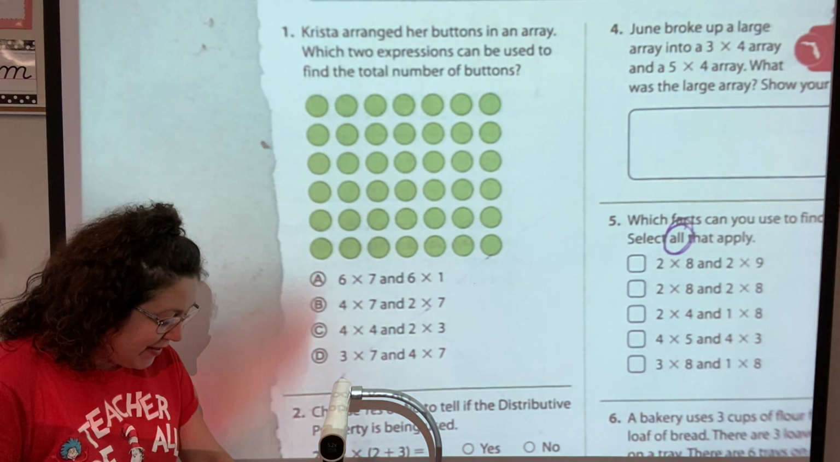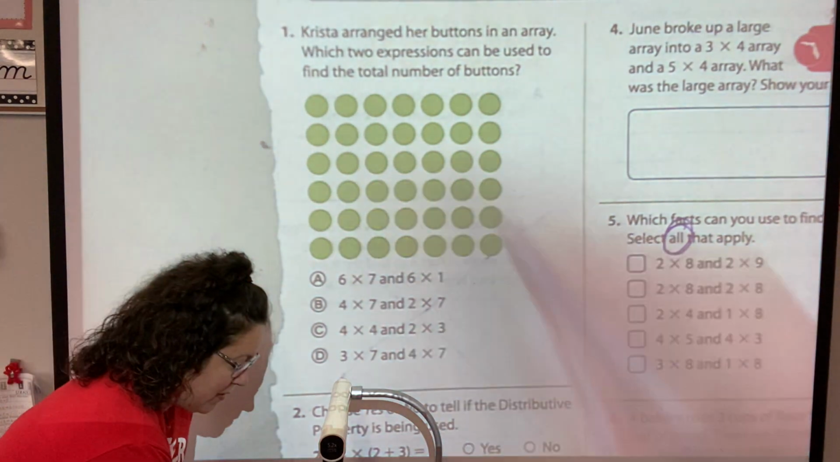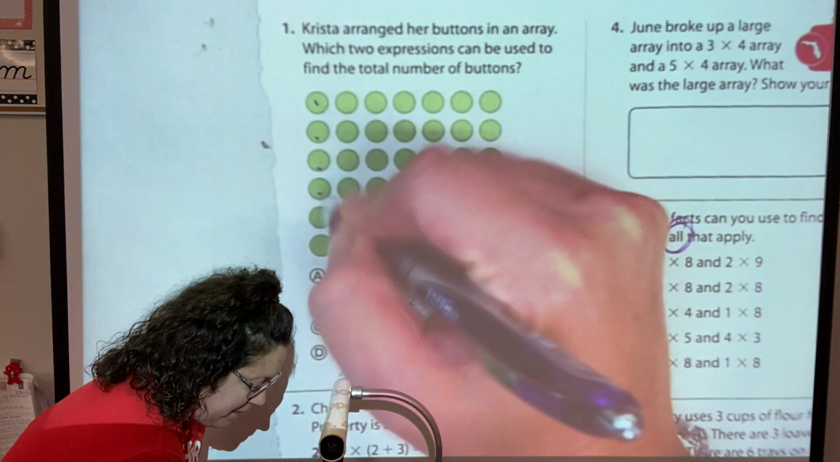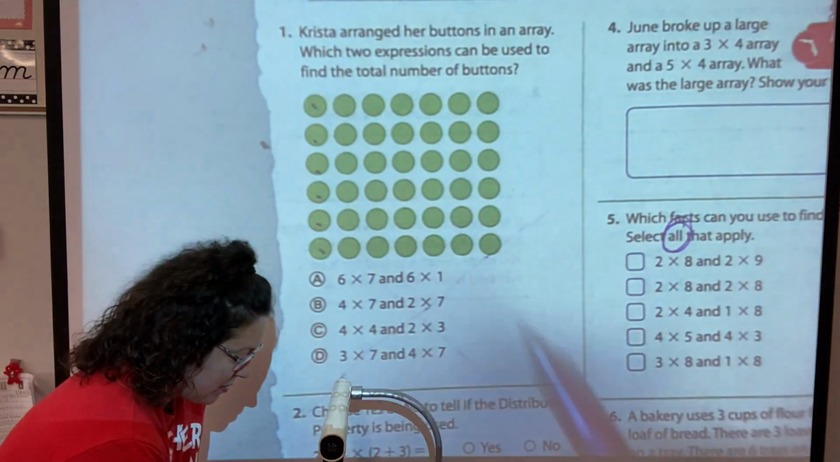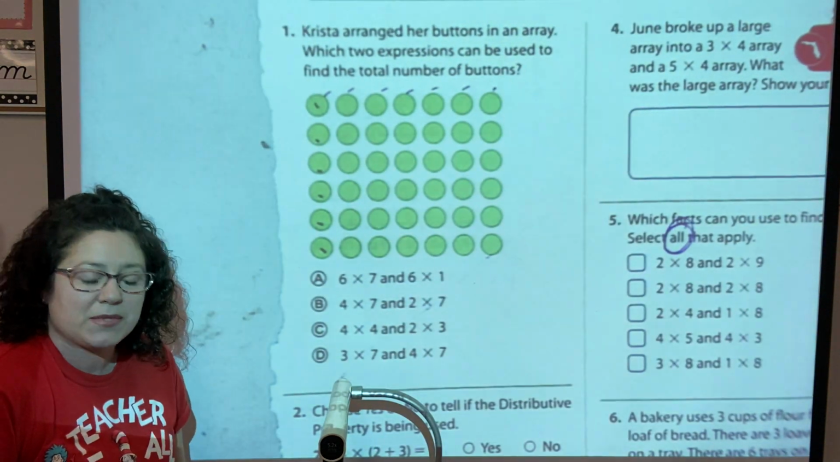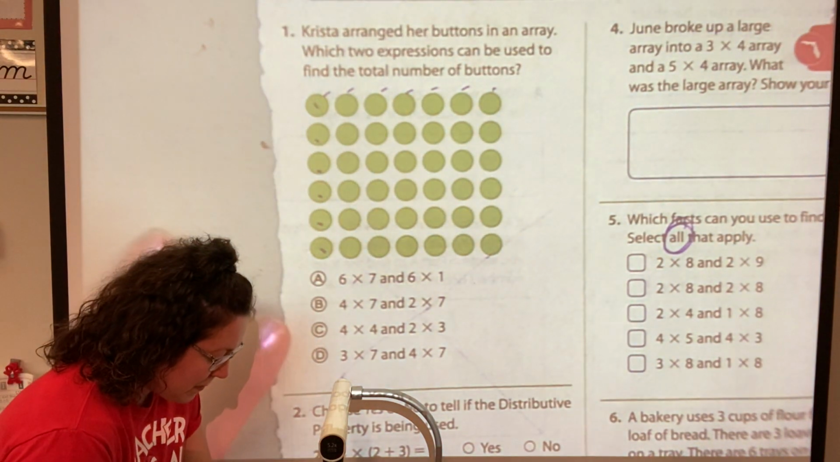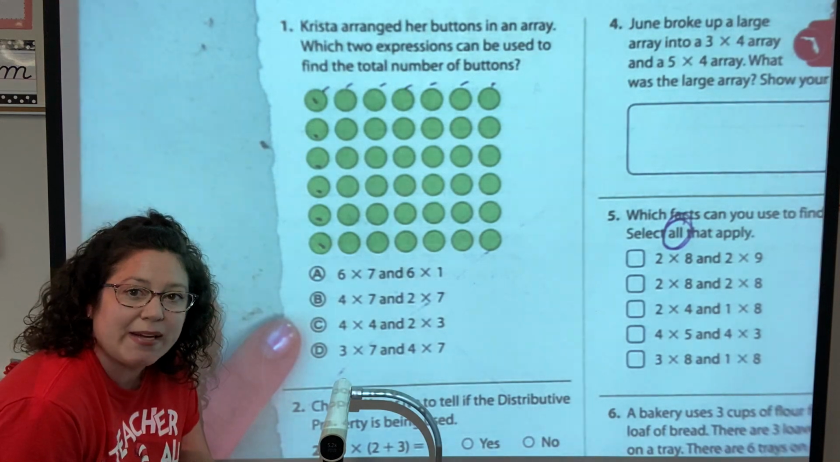Before we can even look at that, we need to count them to see how many rows and columns we have. 1, 2, 3, 4, 5, 6. 6 rows. 1, 2, 3, 4, 5, 6, 7 columns, okay? 6 rows, 7 columns. This is our distributive property. All right, let's look at answer choice A.